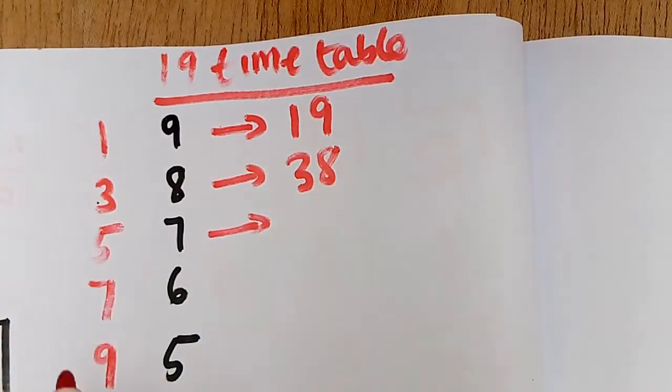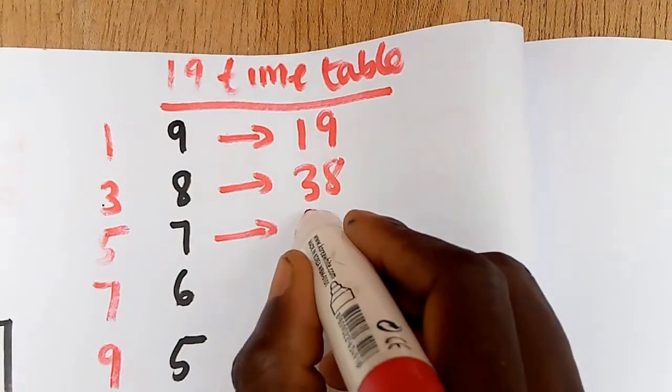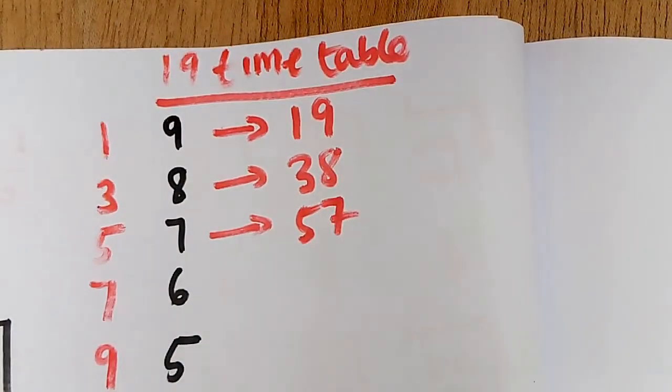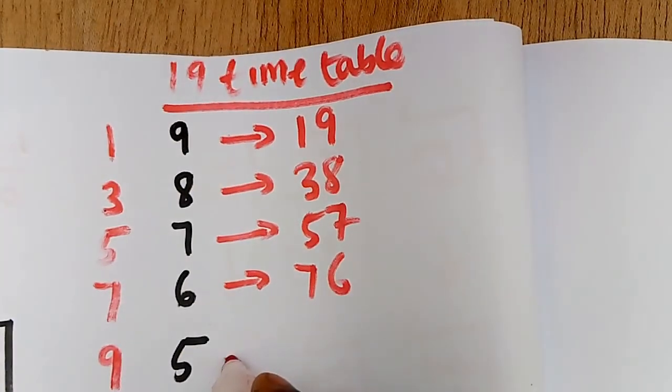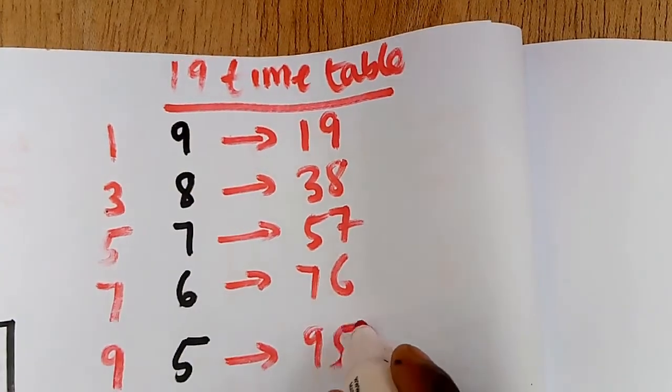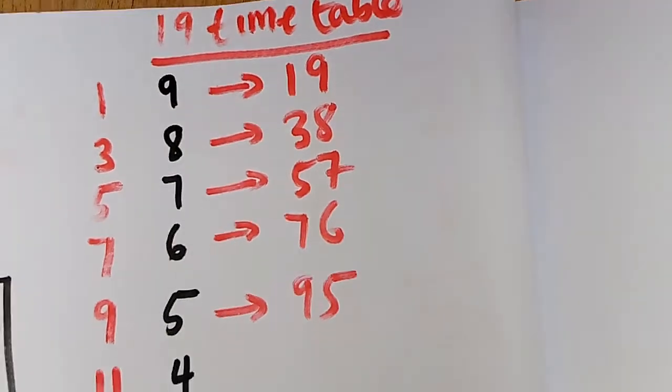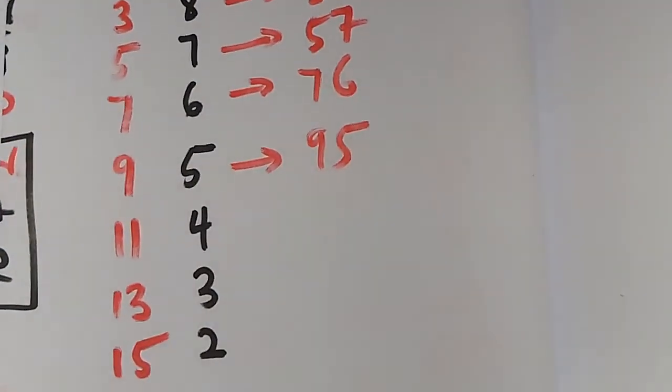19 times 3. What am I getting? I'm getting 57. Is that correct? Yes, correct. So you're having 57 here. And then 19 times 4, I'm getting 76. So have 76 here. And then 95 here. I think it's very easy. And then 5 is there.